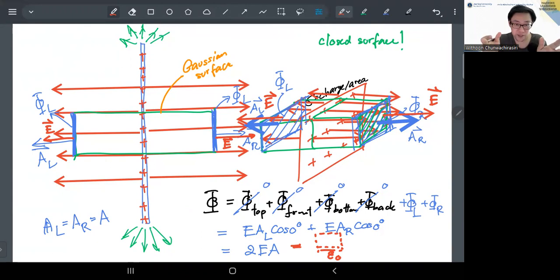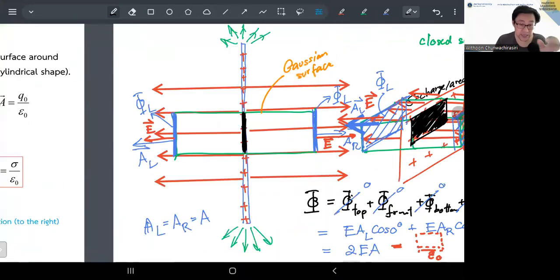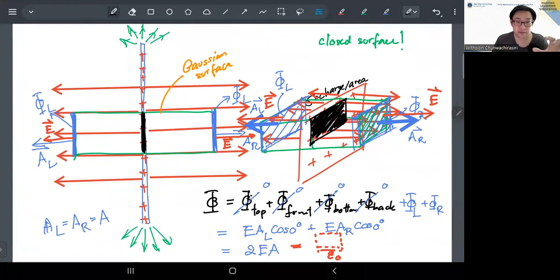Here comes the question. How much charge is inside this box? Let me put a blackened area over here just to emphasize. You see? Beyond this box, you don't care. That blackened portion right there, you only care about the charge that is inside this box. Everywhere else beyond this, even though it's still on the sheet, I don't care. I only care what's inside, only the charge included inside the Gaussian surface.